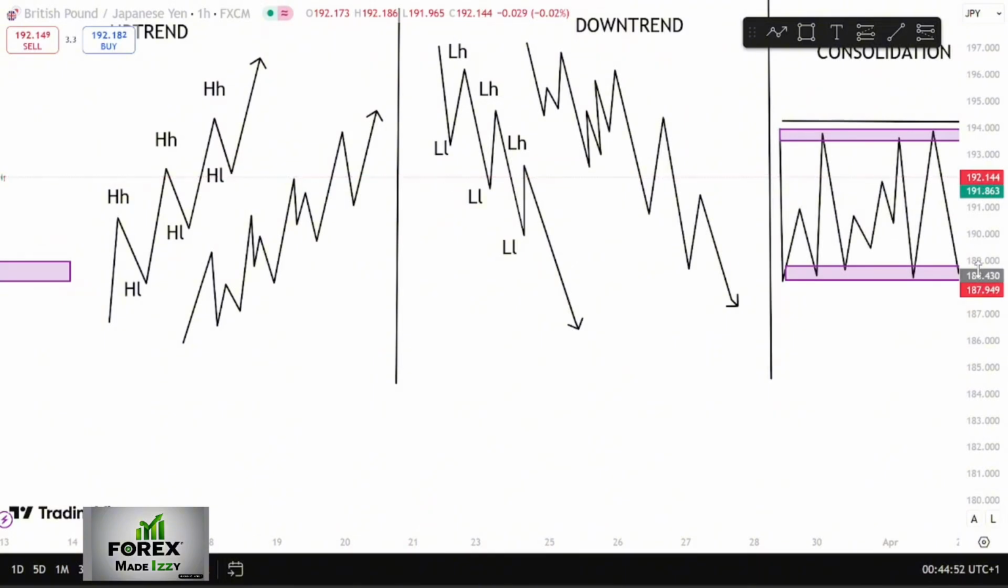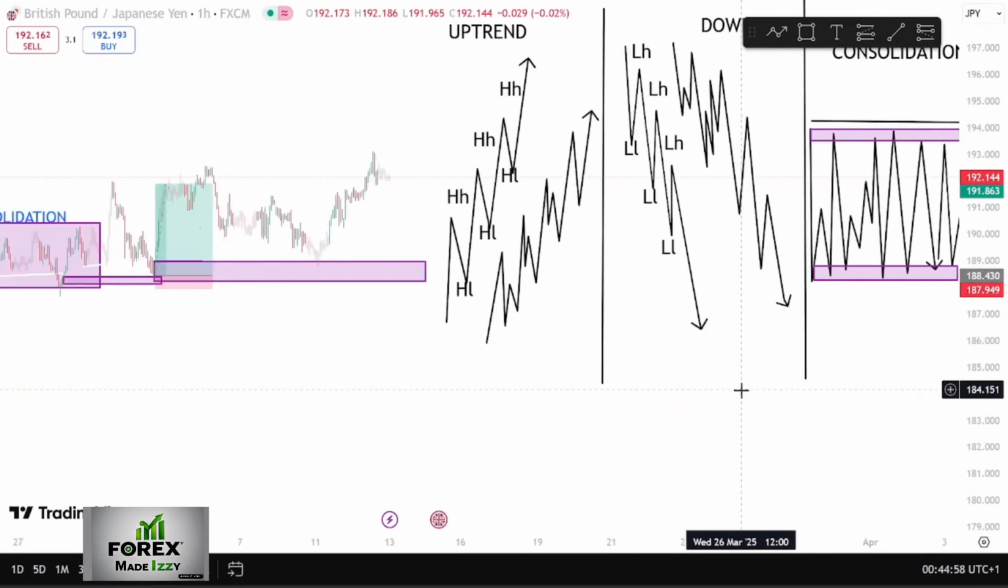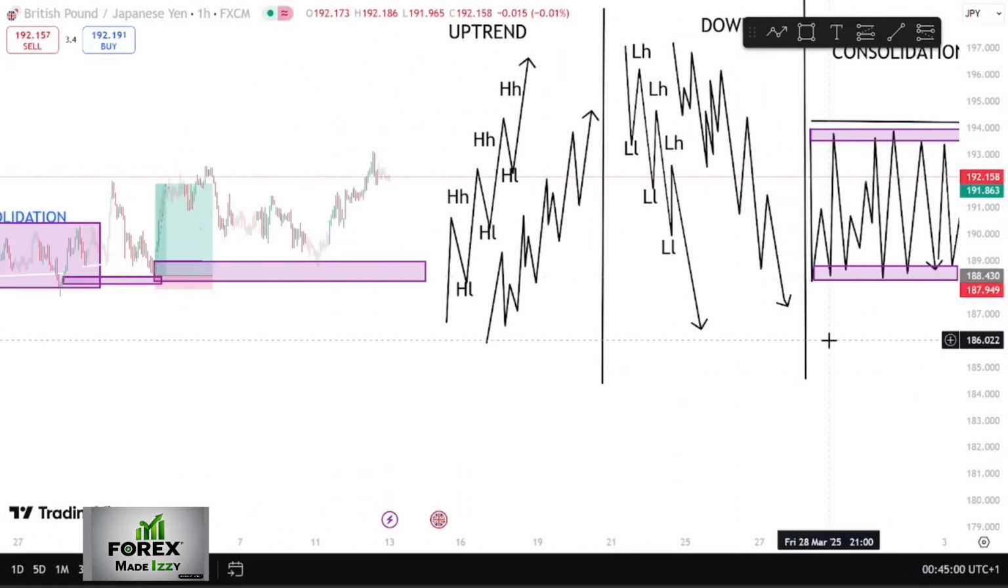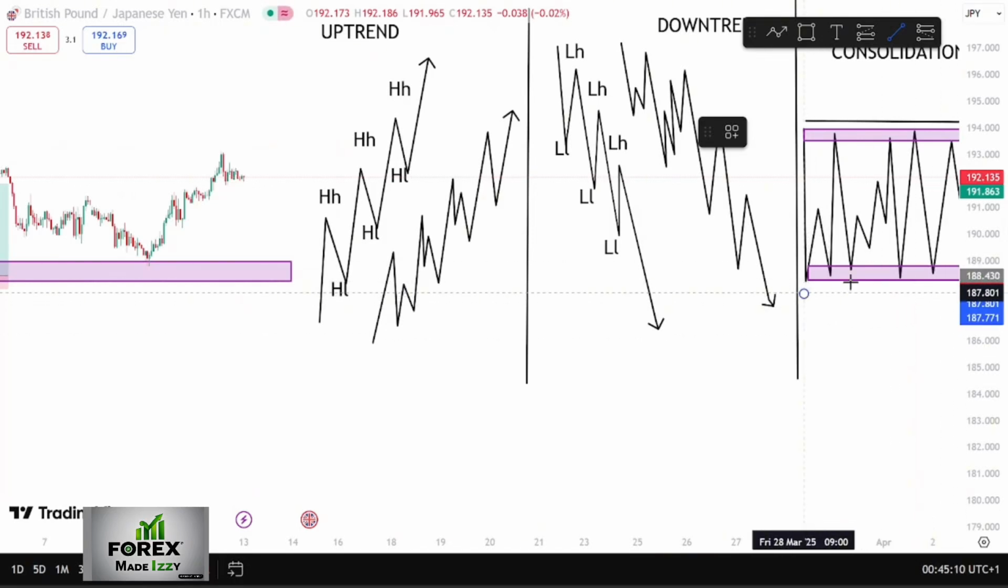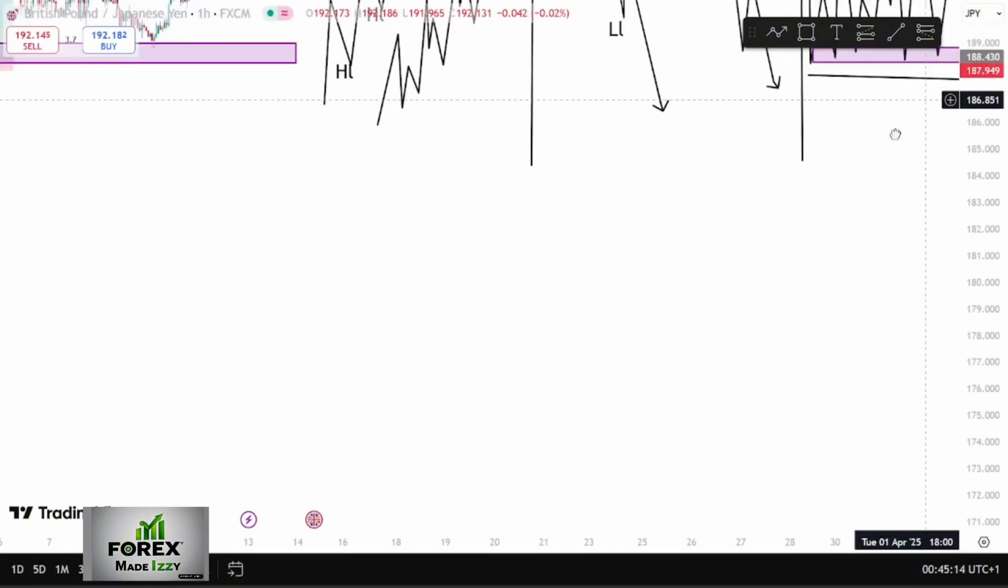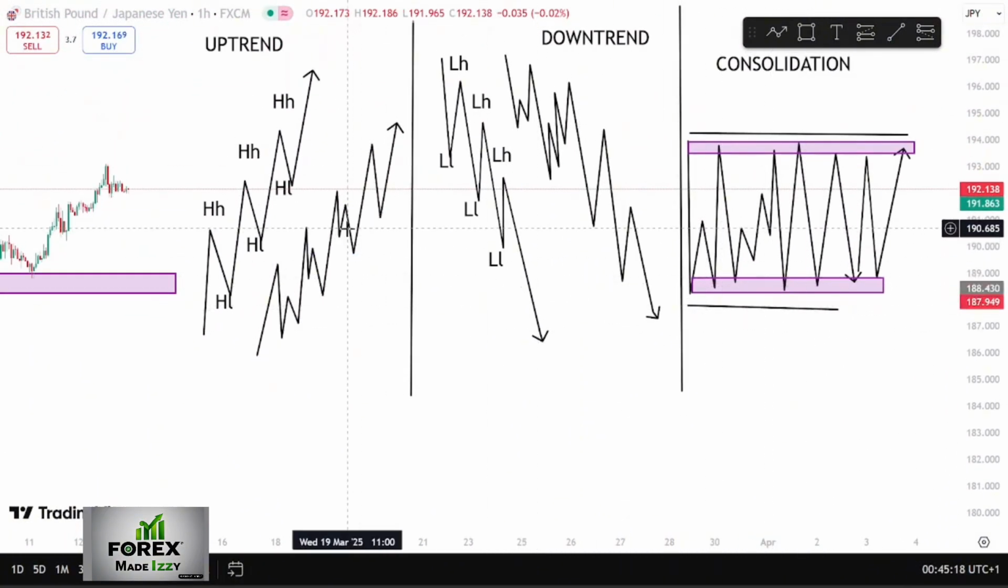So you can see that a lot of technical traders can just take advantage of this place here. So the buyers will just put their SL around there, right? So this is the uptrend, the downtrend, and consolidation on the line chart.